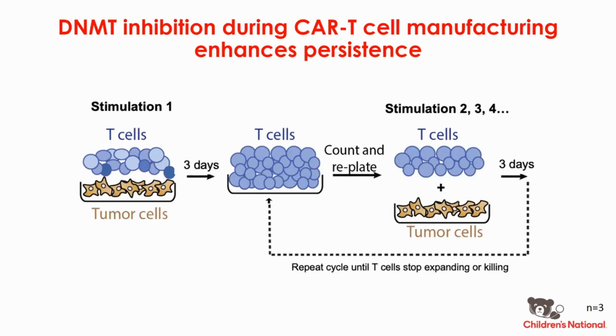What we really want to talk about is persistence. We use our signature assay, repeat stimulation, where we co-culture T cells and tumor cells. We let those intermingle for 3 days, and then we collect our T cells, count them, and replate them with fresh tumor cells. And we do this as many times as possible until the T cells stop expanding or they stop killing. And this is how we quantify our long-term persistence for our T cells.